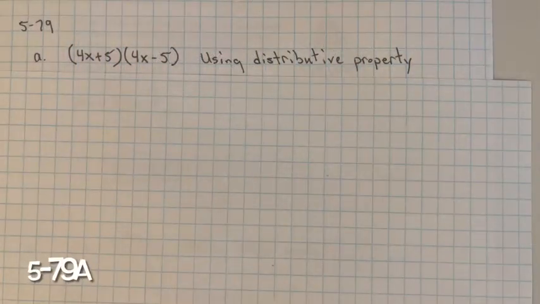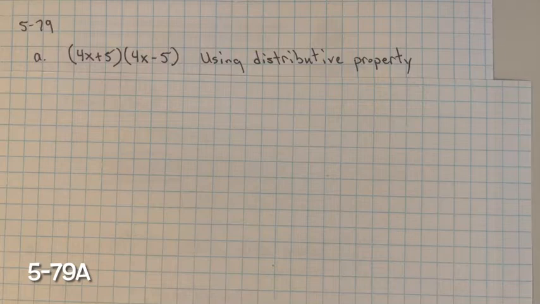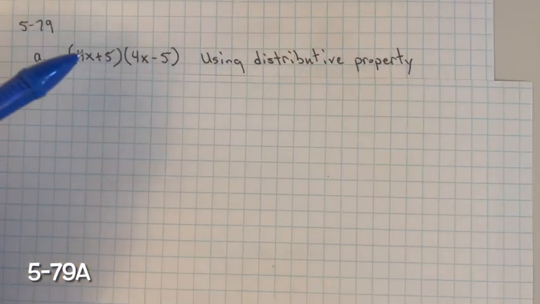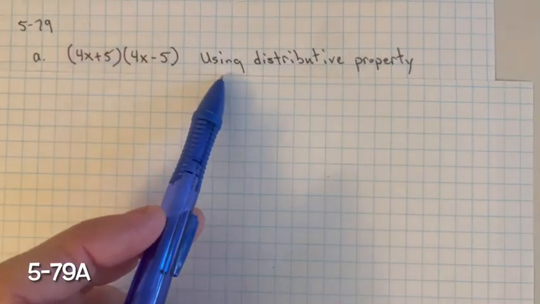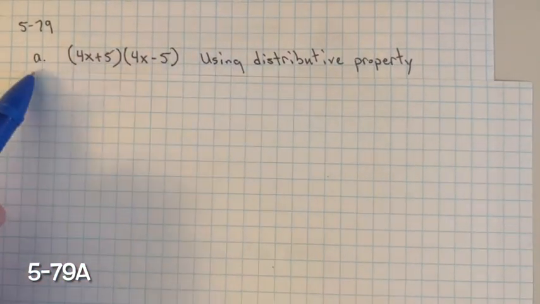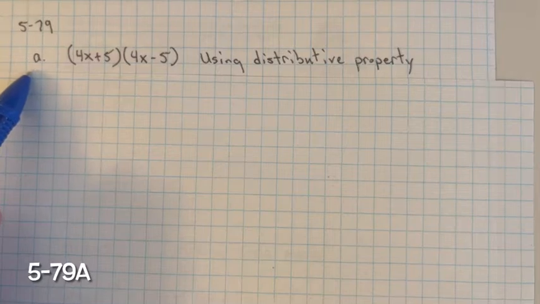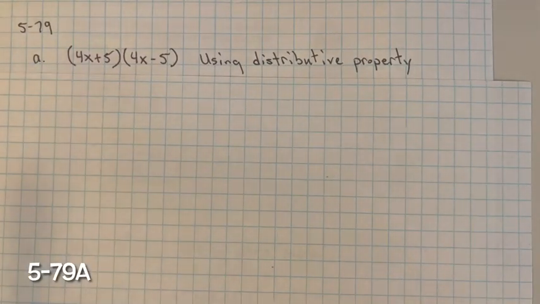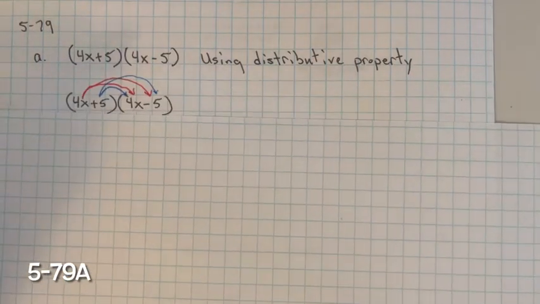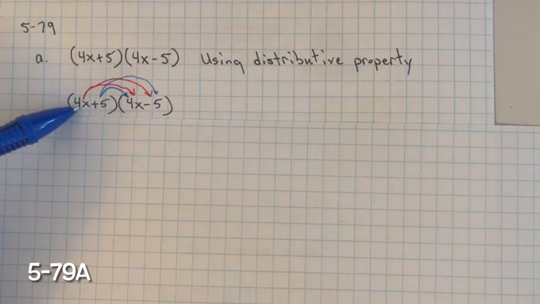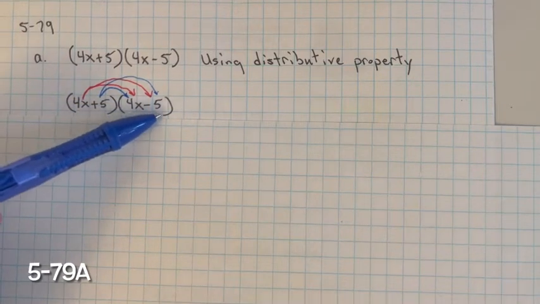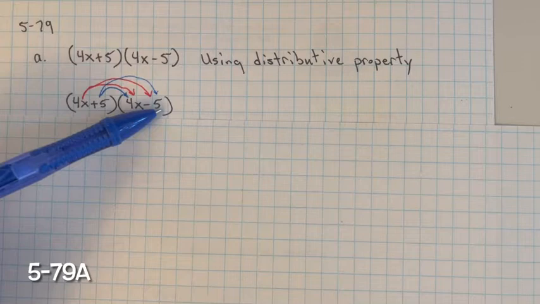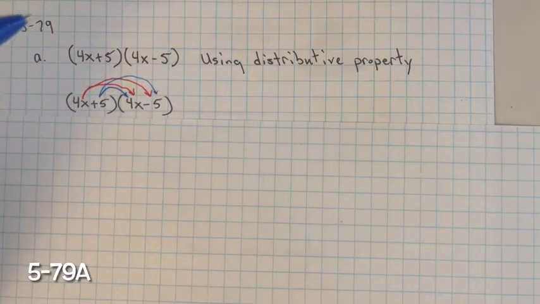For 579, you need to compute the following products. So here, I'm going to first show you using the distributive property for A. And then for B, I will show you how to use the area model. So using the distributive property, you need to distribute each of these terms to each of the terms in the parentheses on the right.